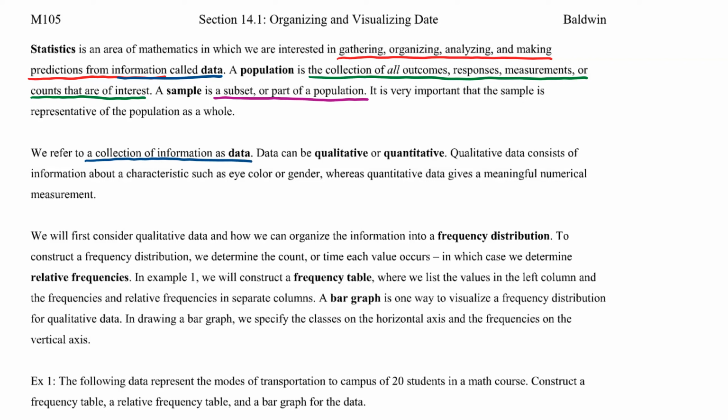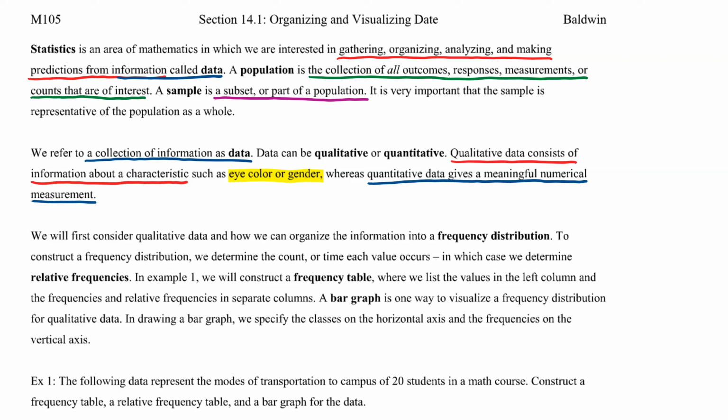Data can fall into one of two categories. It can either be qualitative or quantitative. Qualitative data is going to consist of information that's characteristic. Examples of this would be eye color or gender. Quantitative data, on the other hand, gives a meaningful numerical measurement.